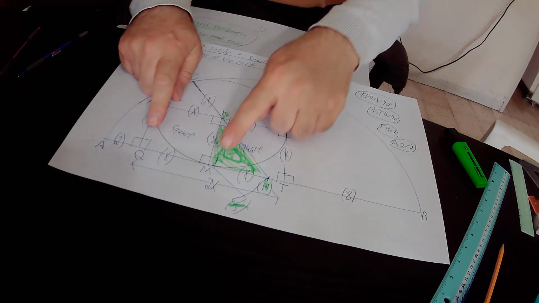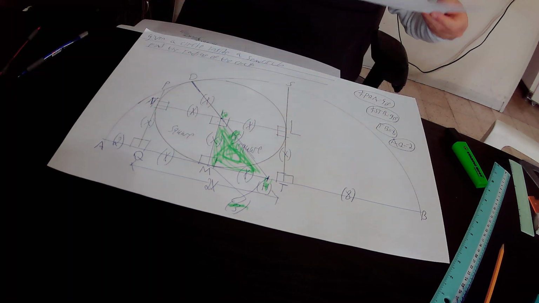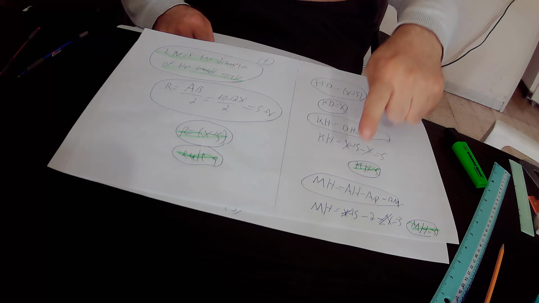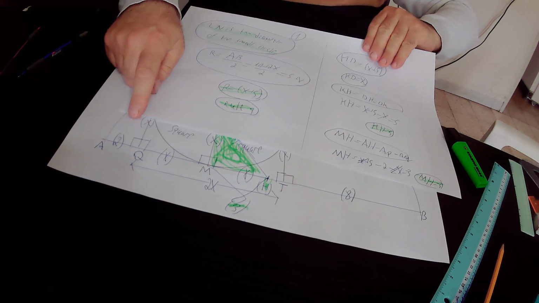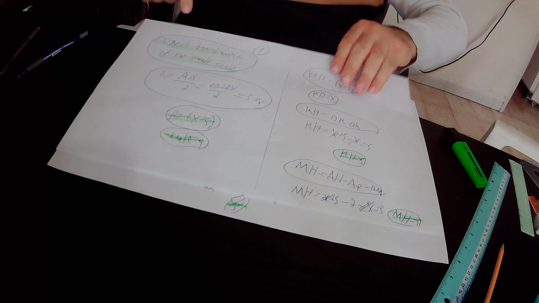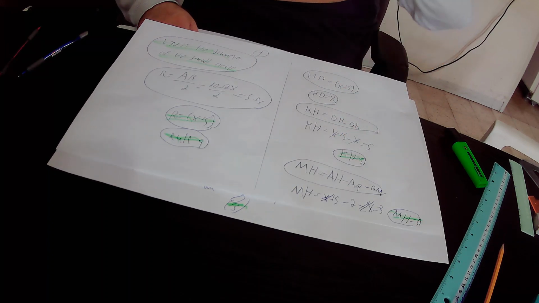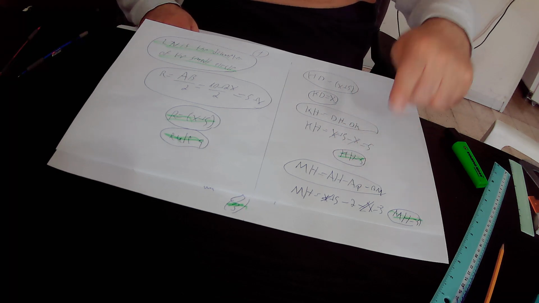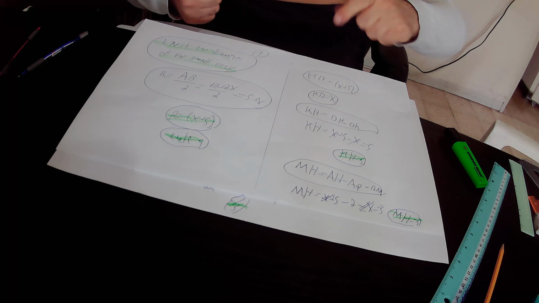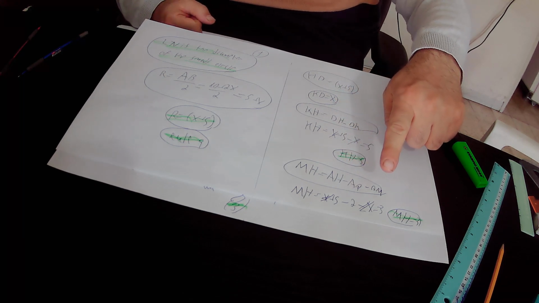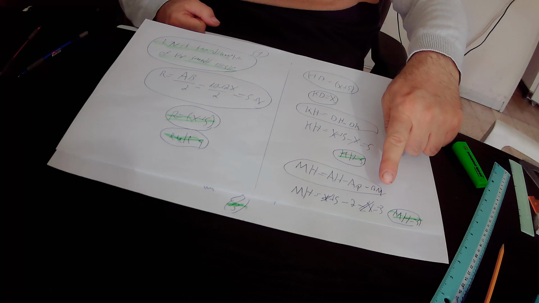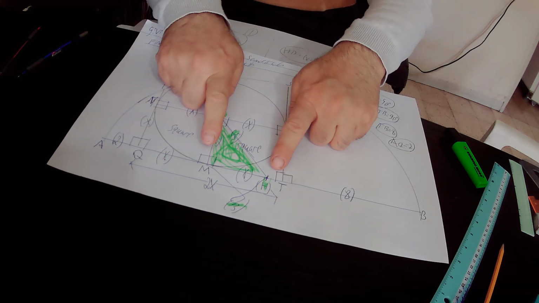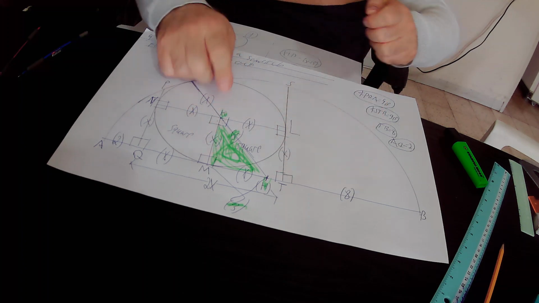Here, QM is x. So in total, the missing side MH equals AH, that is the radius of the semicircle, that is x plus 5, minus AQ, that is 2, minus QM, that is x. Again, AH is the radius of the semicircle, that is x plus 5, AQ is 2 and QM is x. So in total, the missing side MH equals x plus 5 minus 2 minus x. x minus x is 0 and 5 minus 2 is 3. So we found out that the missing side MH equals 3 units in length.